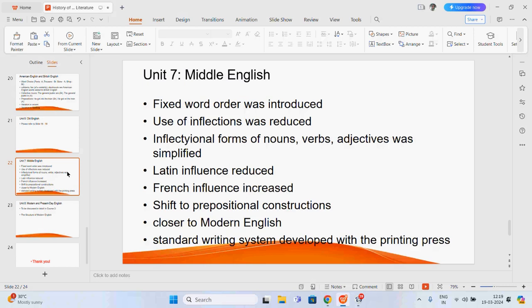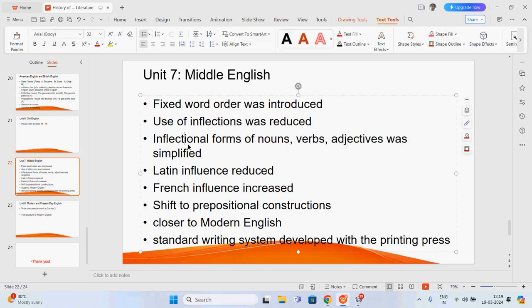In Old English, there was extreme use of inflections. So while Old English used inflectional forms for nouns, verbs, adjectives, in the Middle English period, this inflectional use of nouns, verbs, adjectives was simplified. In Old English, you find less use of the root word and more use of the inflectional words. For example, eat. It's a basic, simple root word. But in Old English, you will find various forms of eat, like eaten. But to find eat would be rare, because for every form there was an inflection.